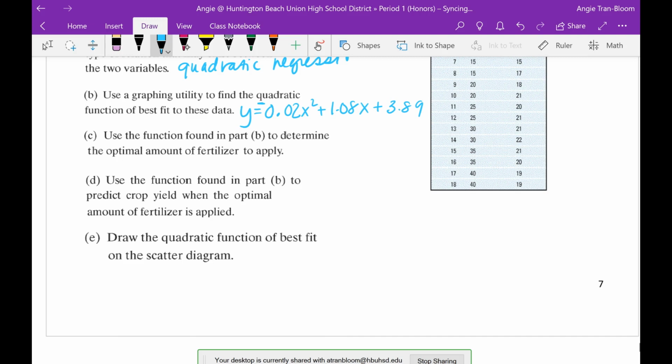Any questions on that piece? I know 2 of you still have some issue with the calculator. I'll come over in a little bit. And use the function found in part B to determine the optimal amount of fertilizer to apply. What do you do here? You plug that equation in and graph it. Actually, is there a way for you to input it straight up?